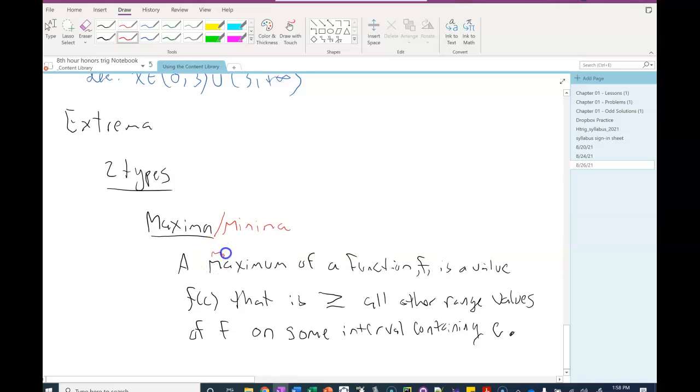So for minimum, it's less than or equal to. That's the only change.